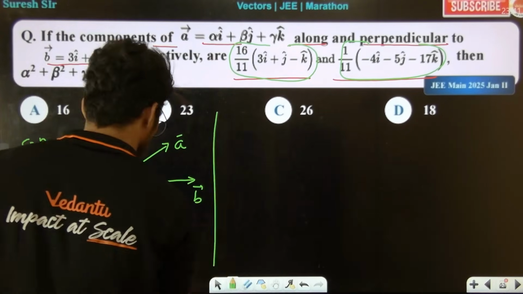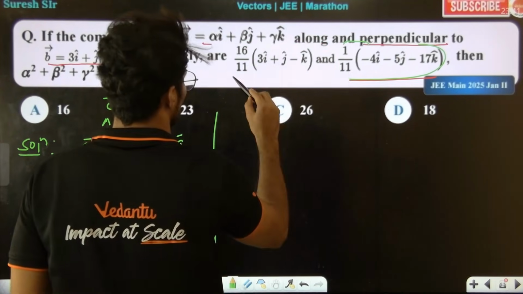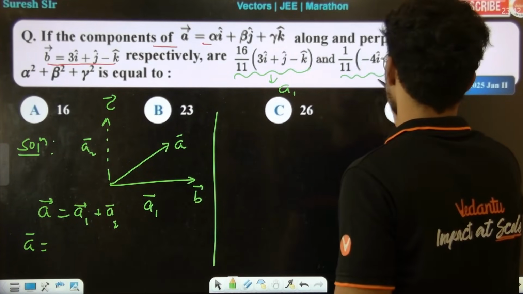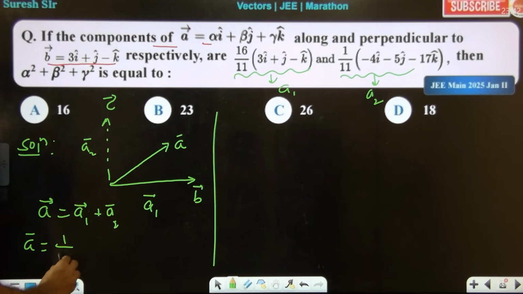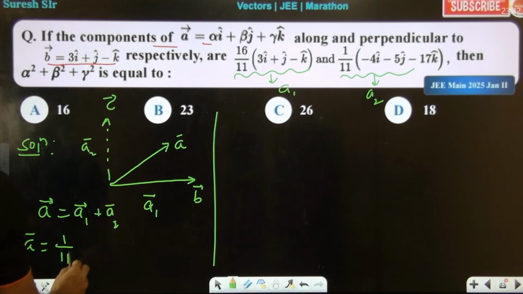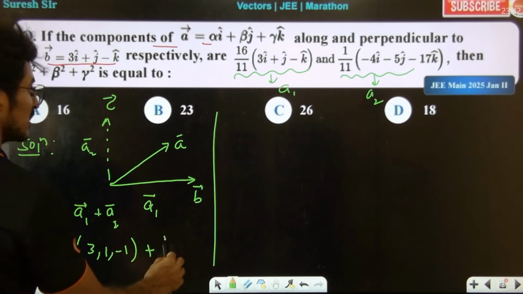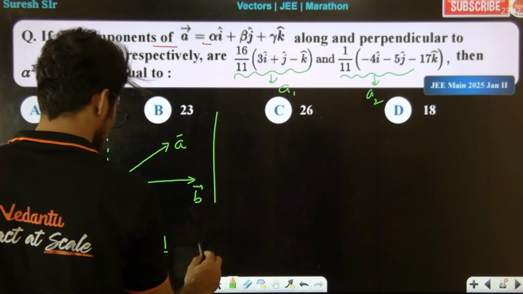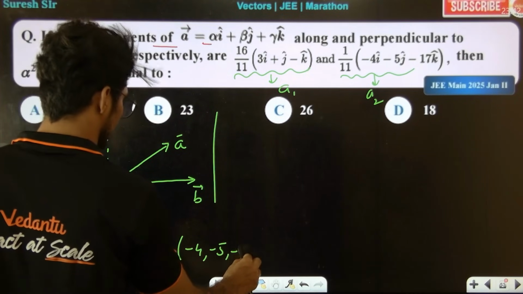Now here look at the working. So let me write A vector. What is A1 here? This is A1. As per the consideration in our question, this is A1, and this is A2. Along is this, perpendicular is this. So 1 by 11, sorry, 16 by 11, times (3, 1, minus 1), plus 1 by 11 times minus 4, minus 5, minus 17, sir.